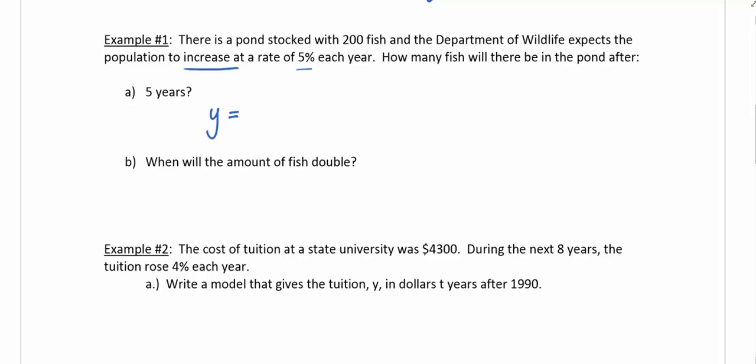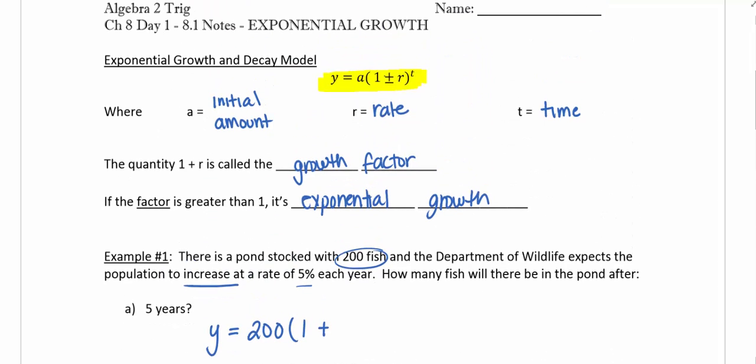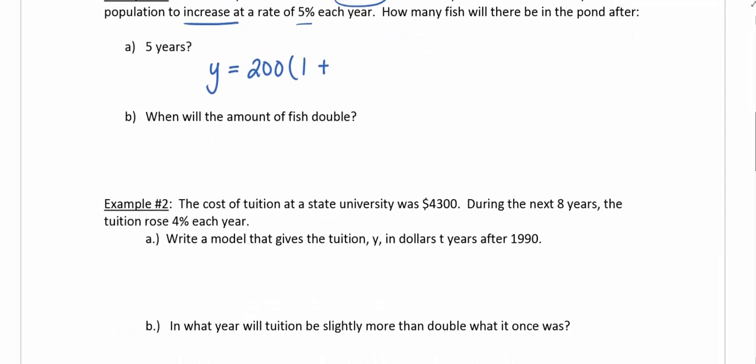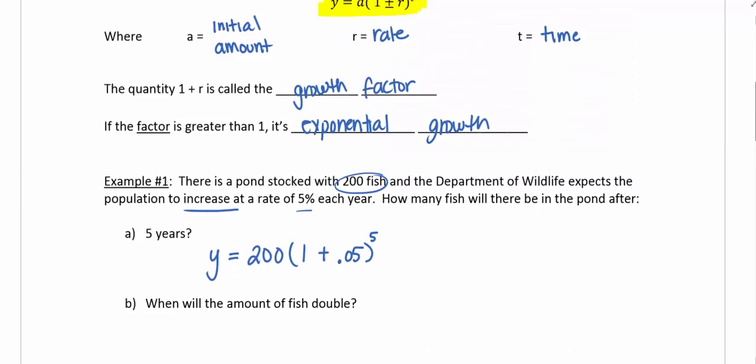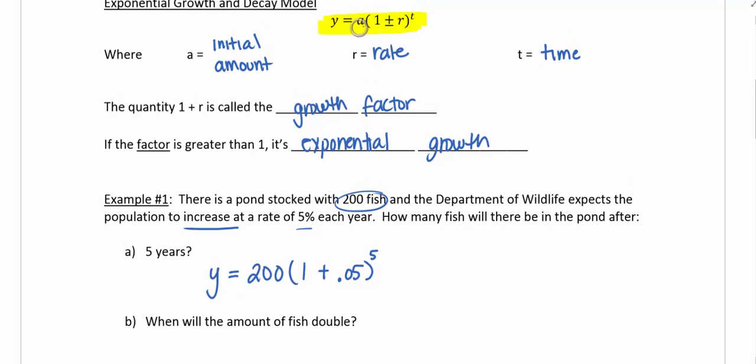So what I need to do is fill in the information. So 200 is my initial amount, and then I have to use 1 plus. I didn't say that earlier, but this formula says plus or minus. You have to pick based on whether it's exponential growth or decay. This says increase, so I'm going to use a plus. And then comes the rate, which is 0.05, and then T is 5. So again, I'm just using this formula, substituting an initial amount, rate, and time.